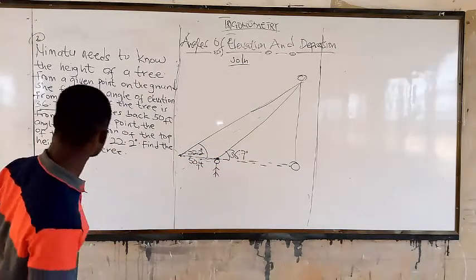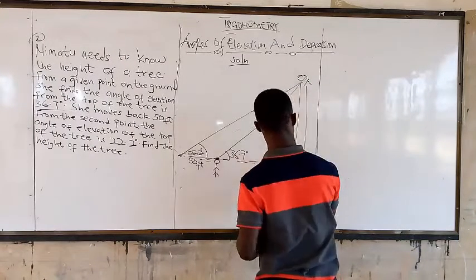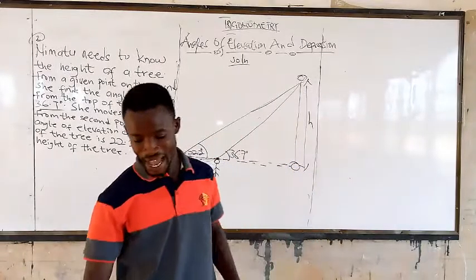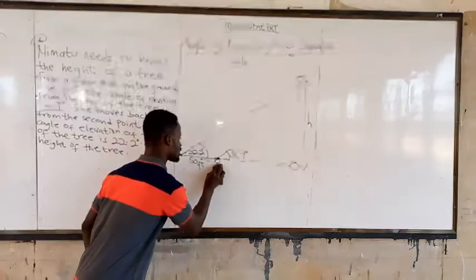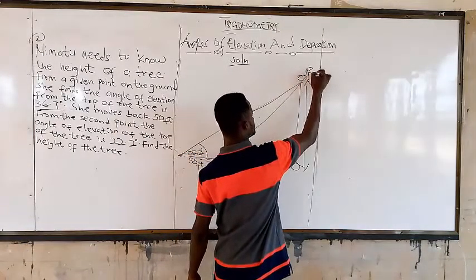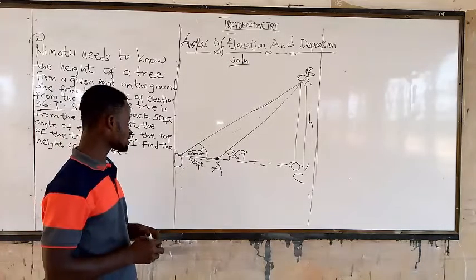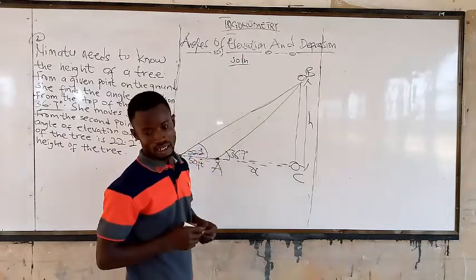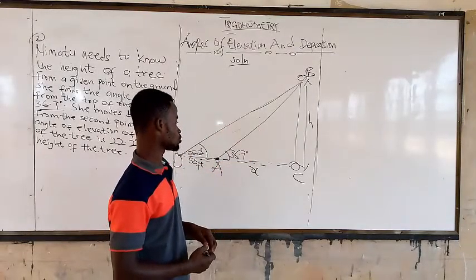Alright, so that is what we have. Find the height of the tree. So we have to find the height of this tree. Let's represent that by h. Also, bear in mind that let's name the points A, B, C, and D. Now note that from here to here we don't know, so we can represent that by x. The height of the tree we don't know, so let's represent that by h.